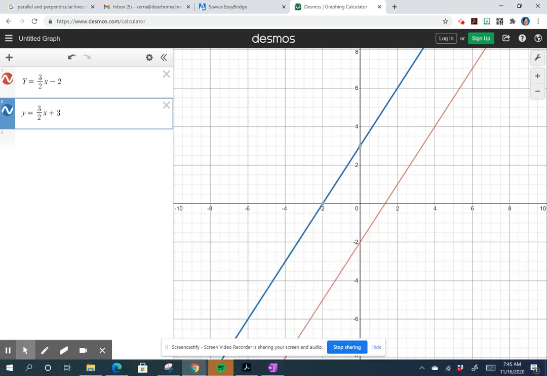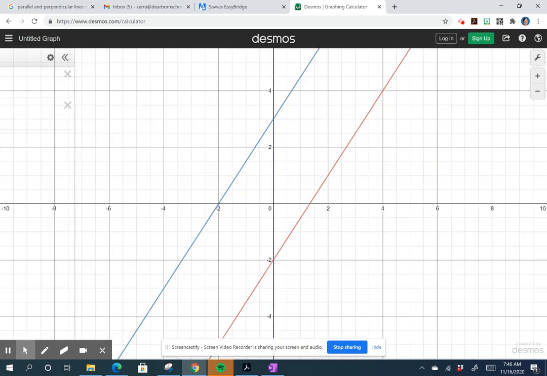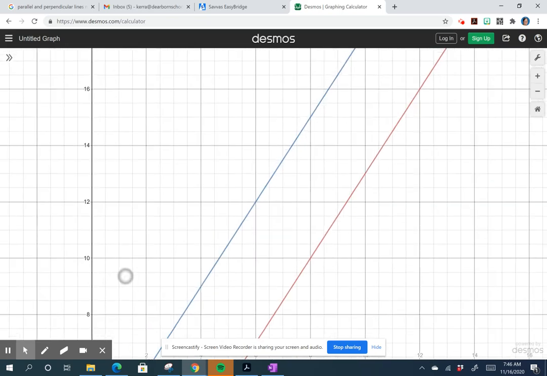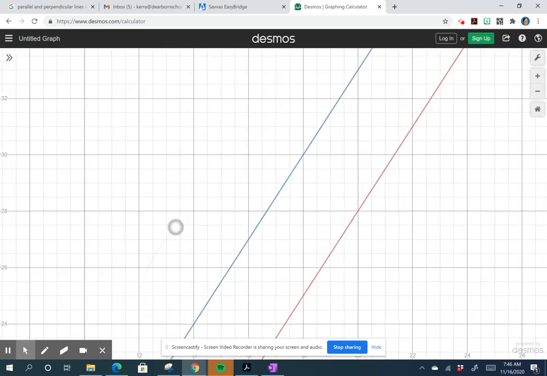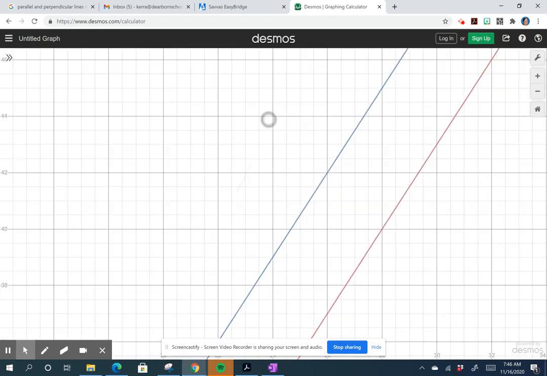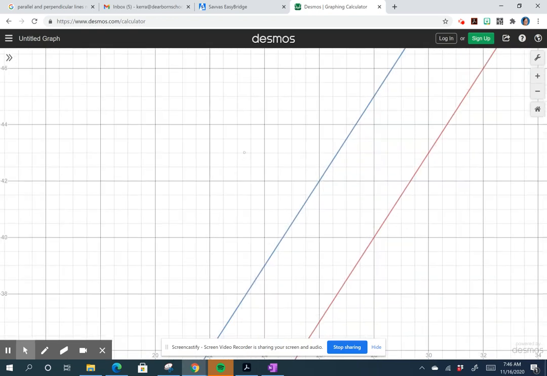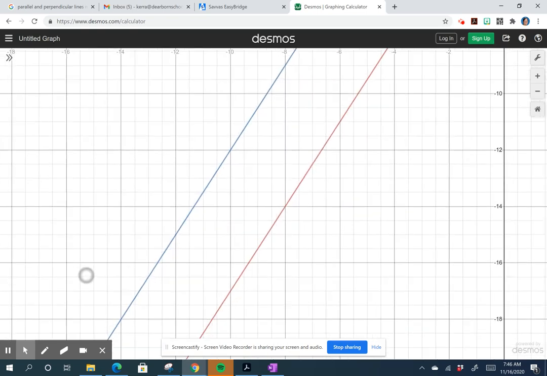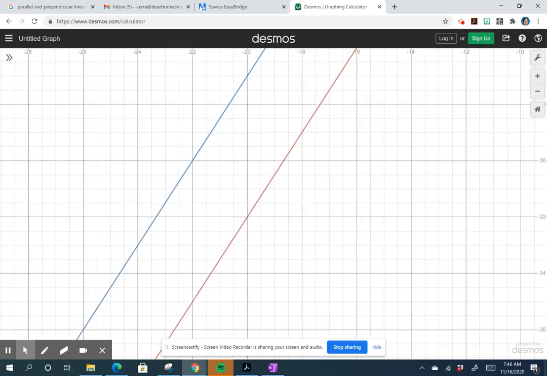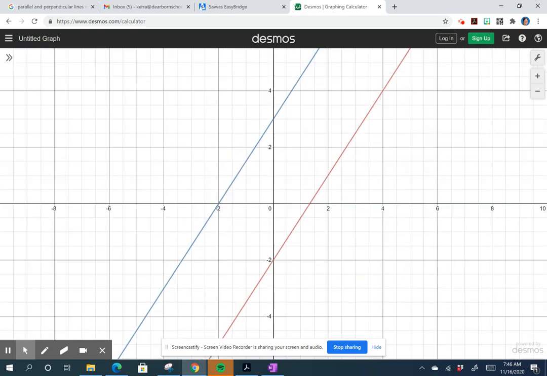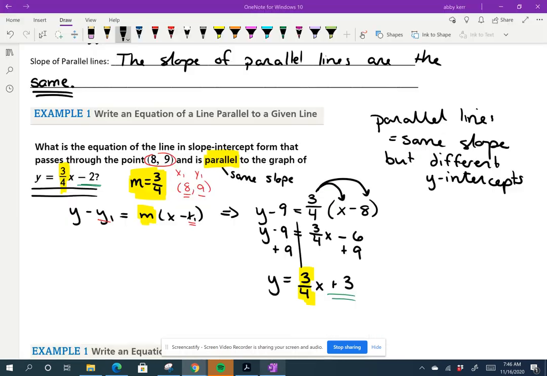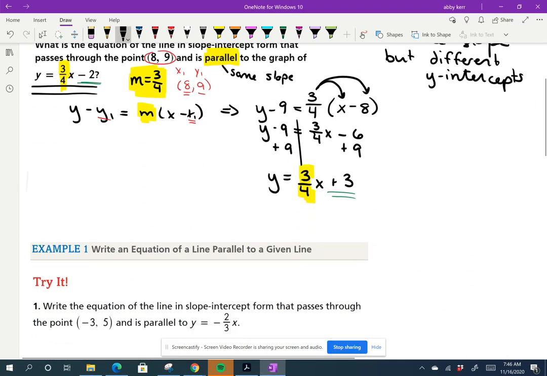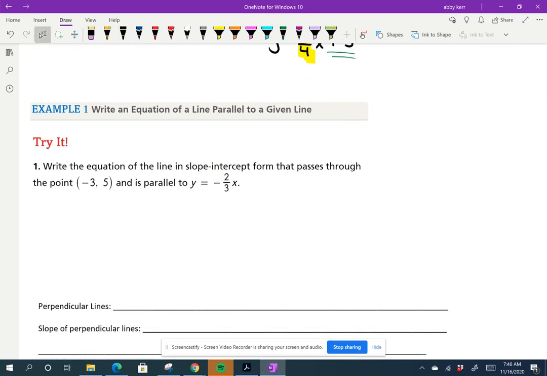Now notice we have a blue and red line, and they are parallel. No matter where we scroll or where we zoom, that blue and red line are going to stay the same distance away from each other. They will never intersect, no matter how many times we scroll, because the slopes are the same. Now, what I would like you to do is try your turn. Please hit pause.